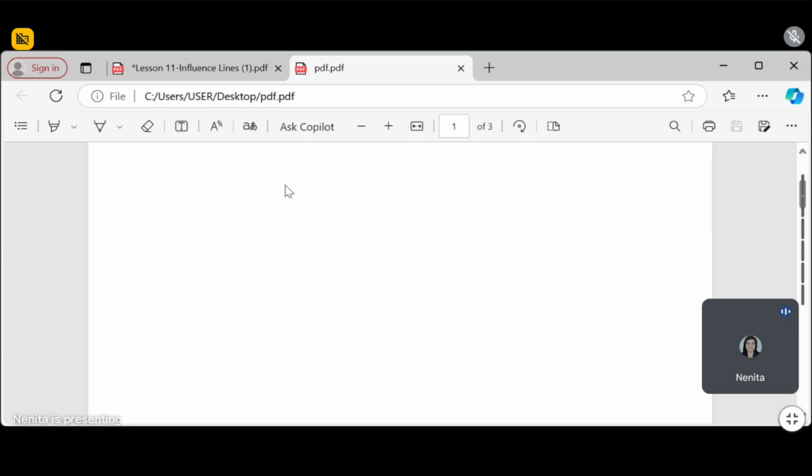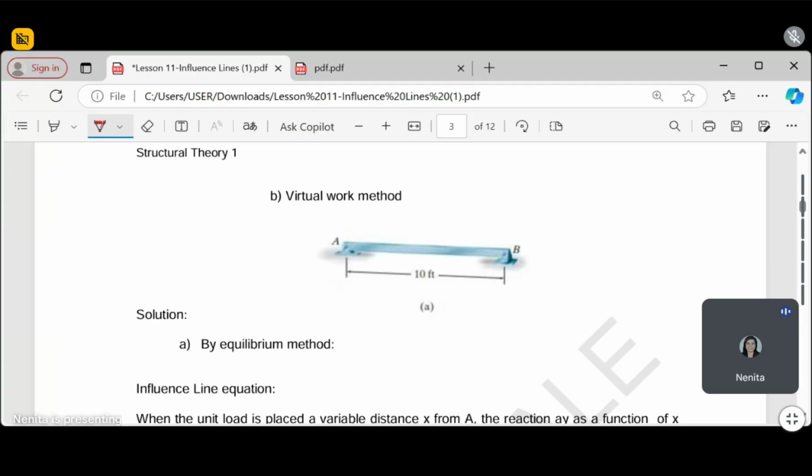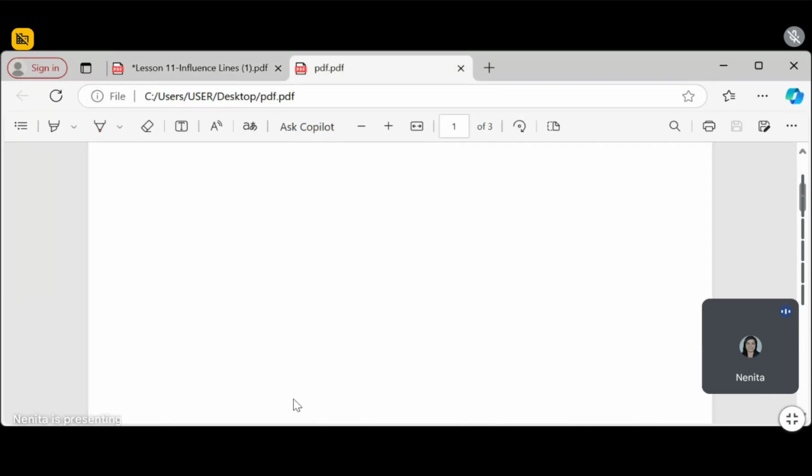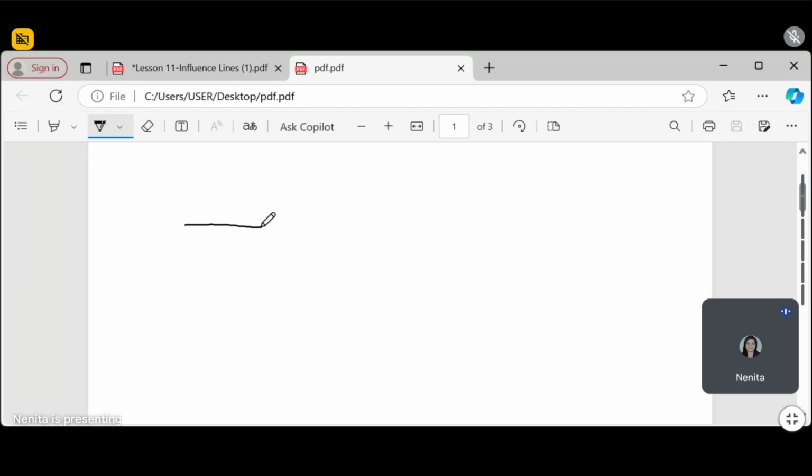Okay, good. So our problem is a simply supported beam with 10 feet length. Let's say this is our beam. We are asked to get the influence line diagram of the reaction at A. So let's say this is our A, this is our R sub A. This is our point B, and this is 10 feet.